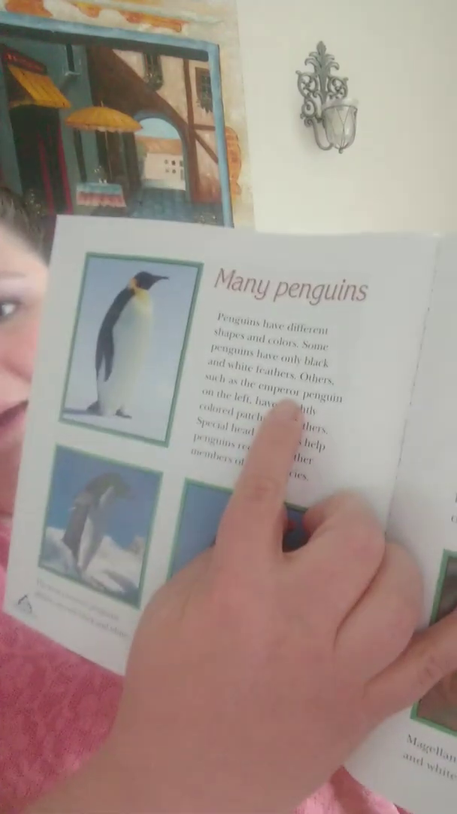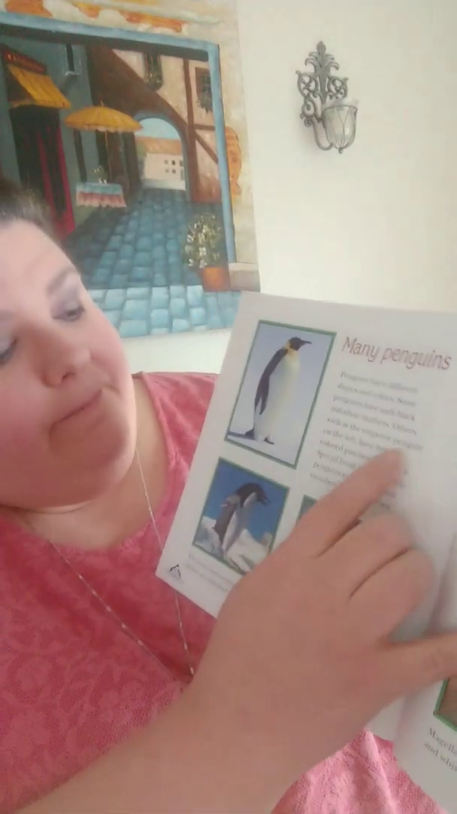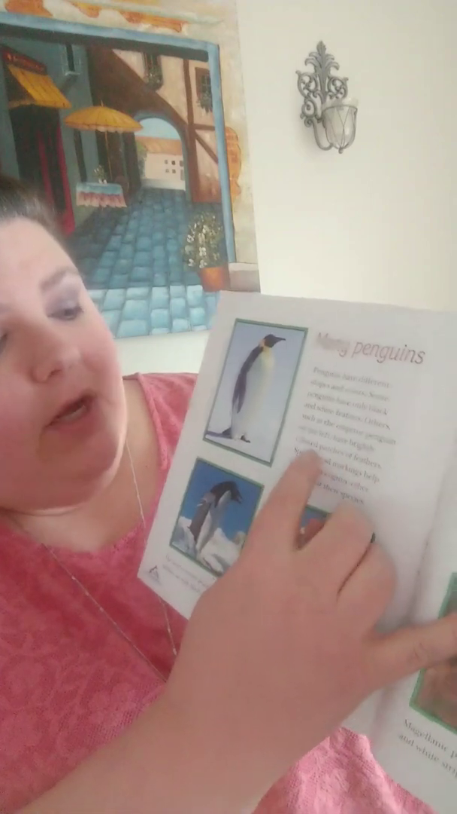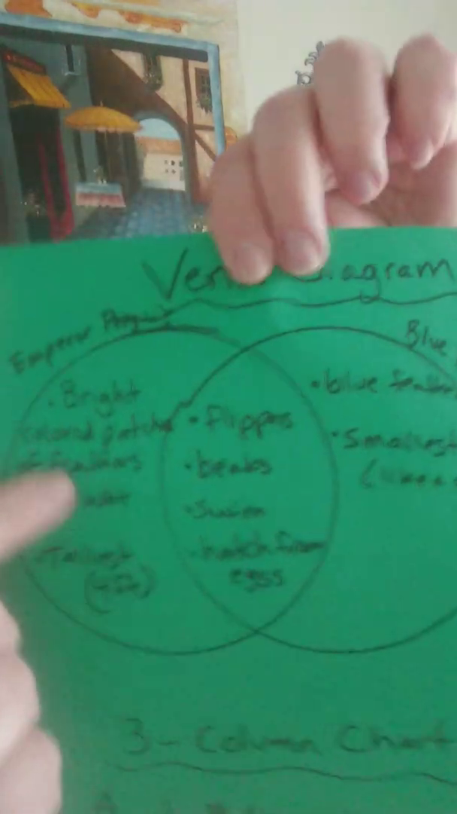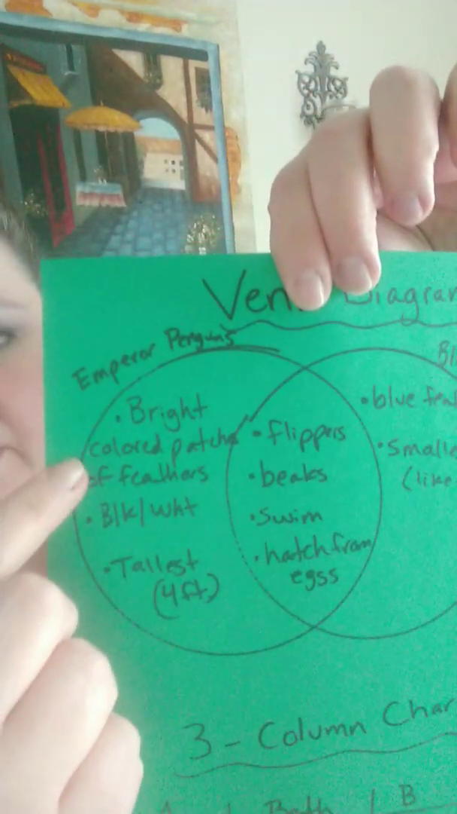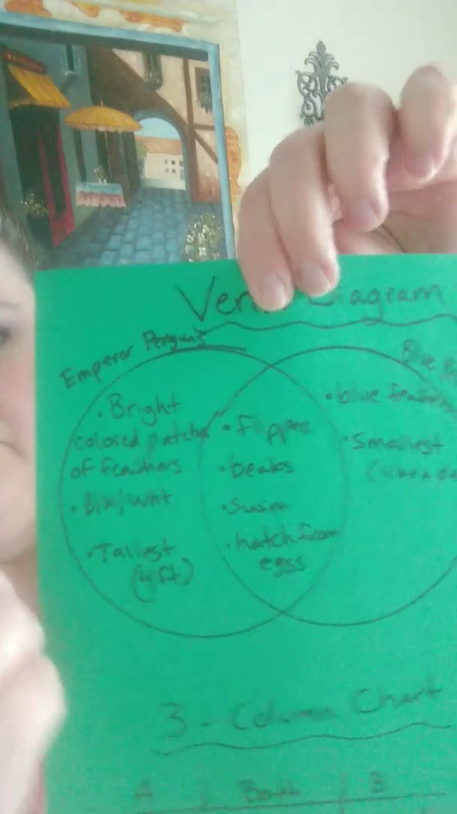And as I look back into my reading, it mentions something here about emperor penguins, and it said the emperor penguin has brightly colored patches of feathers. And you can see the brightly colored patches here. So I know that our little blue penguin, do they have brightly colored patches? No. So on my Venn diagram, I wrote brightly colored patches of feathers.